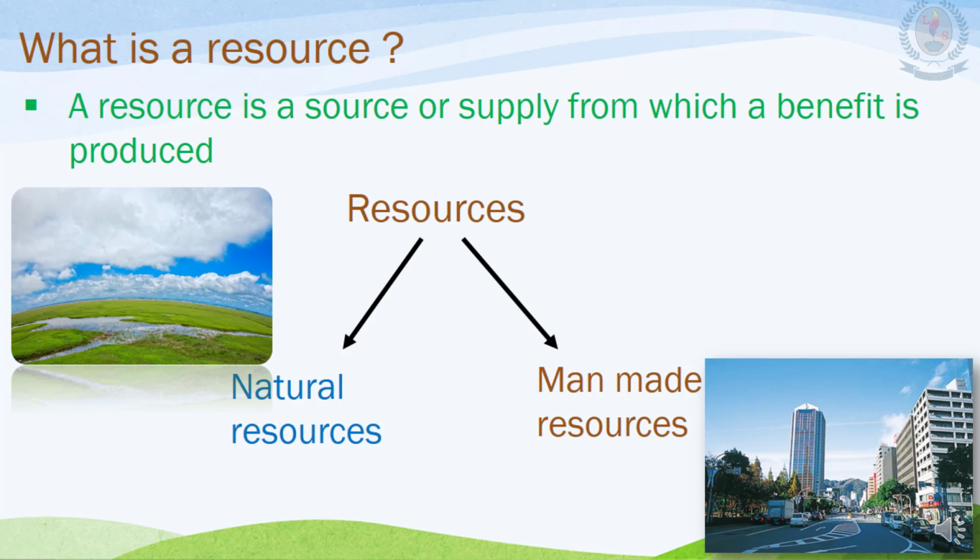Actually, a natural resource is anything that people can use which comes from nature, such as trees, wind, water, like that. And now, what is a man-made resource? When humans use natural things to make something new that provides value to our lives, it is called man-made resources, such as roads, buildings, vehicles, like that.